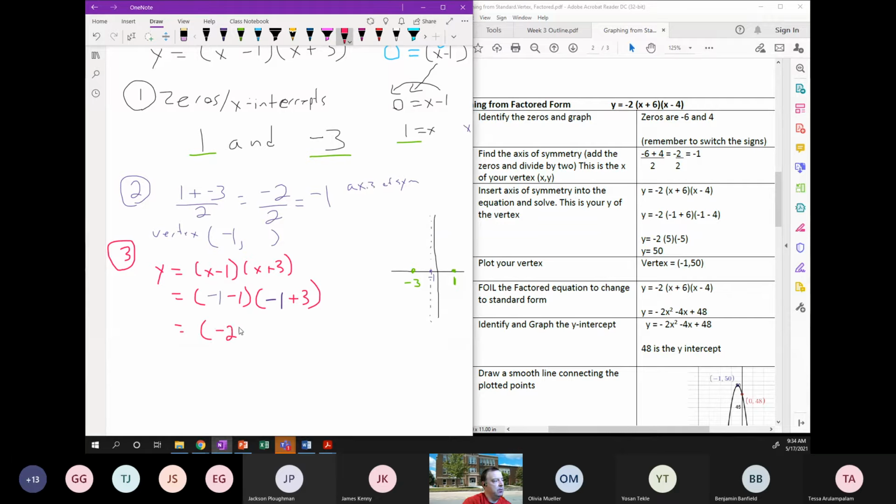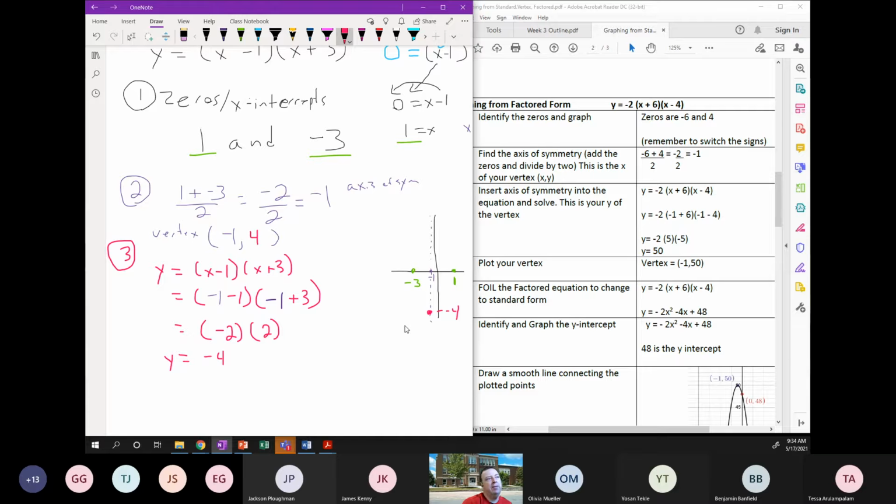-1 minus 2 equals -2, and -1 plus 3 equals 2. So that equals -4. So we know that our vertex is going to be at (-1, -4), and we can put a dot right there. Perfect. Put a G in chat if you're following along and you're good with this so far.